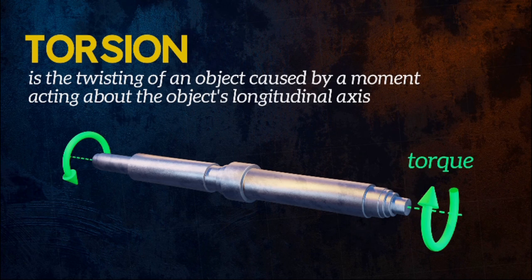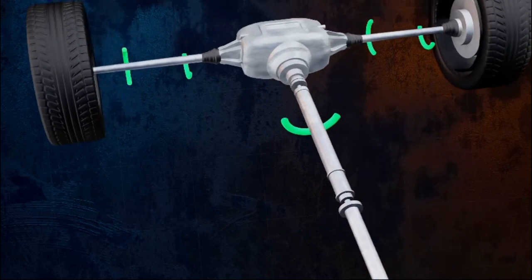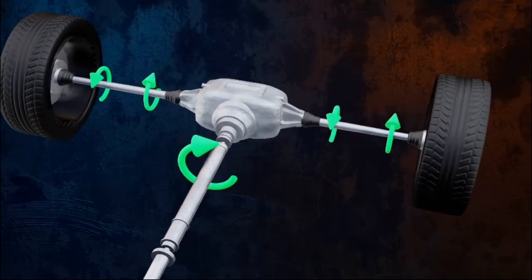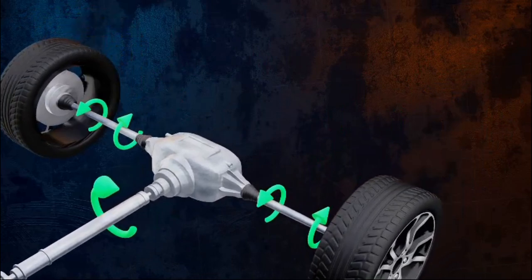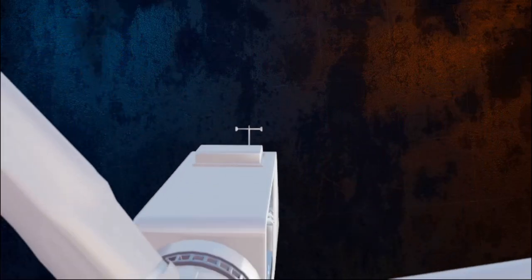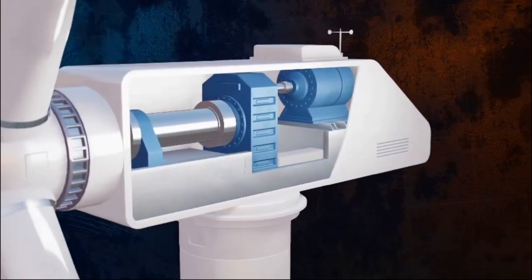A common example of an object subjected to torsion is the transmission shaft, which is used to transmit power by rotation. This could be the drive shaft and axles, used to transmit power from the engine of a car to the wheels, for example. Or the shafts used to transmit power from the blades of a wind turbine to its generators.